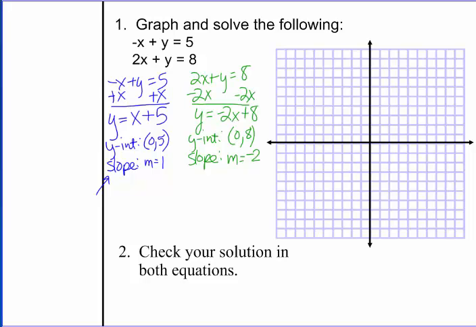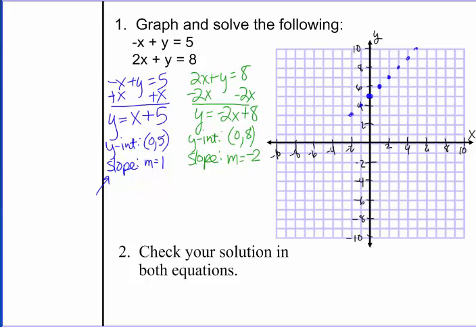So the y-intercept is (0, 5). I need to scale my axes first. So make sure when you do your graphs, you scale your axes all the way around. So now I can graph the y-intercept (0, 5). (0, 5) goes right there. My slope is 1, so that's up 1, over 1 to the right, up to the right.